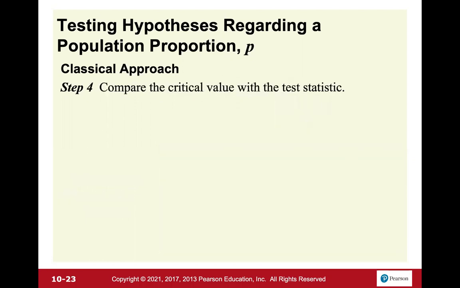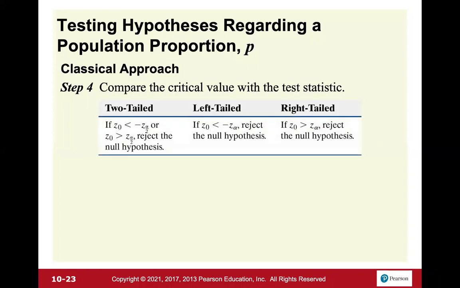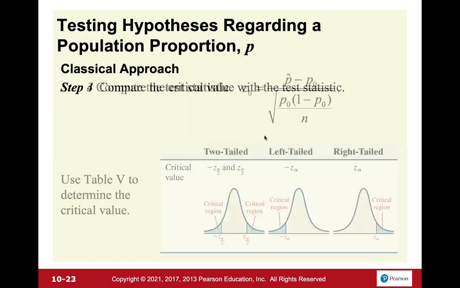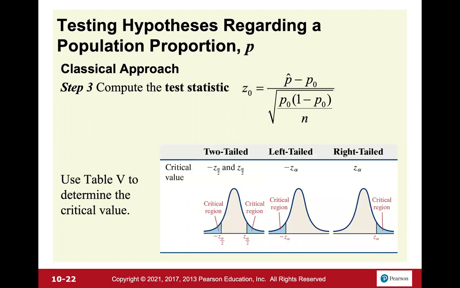Step 4, compare the critical value with the test statistic. So for a two-tailed test, if it falls within the rejection region, then we would reject it. So this looks a bit confusing, but all they're stating here is what I stated over here. If it falls within the rejection region, then we reject it. If it does not fall within the rejection region, then we do not reject.